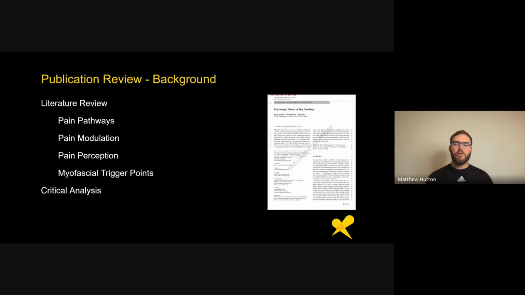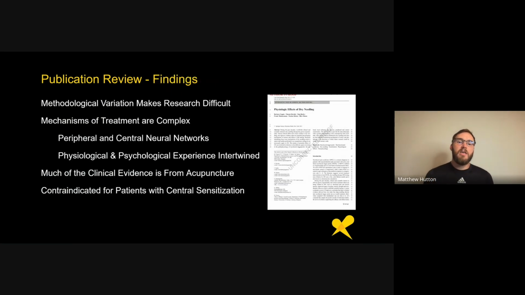Then they go into a critical analysis. So in the literature review, they just discuss the existing literature and the science behind it. They talk about what evidence is out there currently, and then they break down the quality of evidence in the end and in the discussion to give clinicians a more informed approach when they're talking about dry needling and when they're discussing this treatment with the athletes that they work with. So what they found was the methodological variation between clinicians makes it really difficult to study this approach.